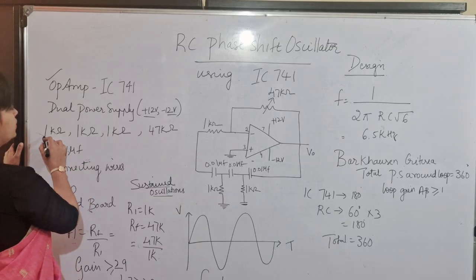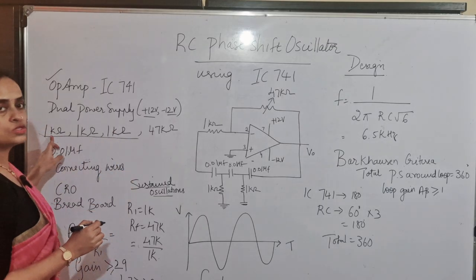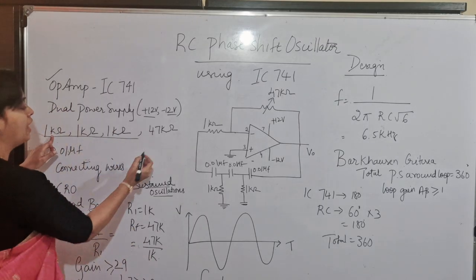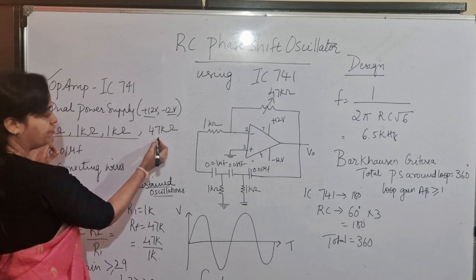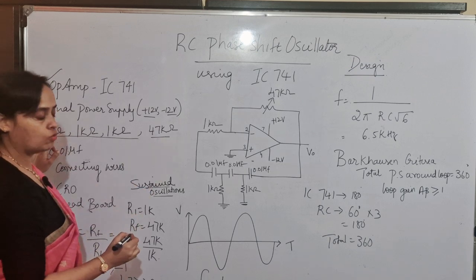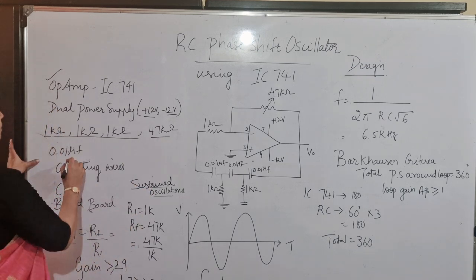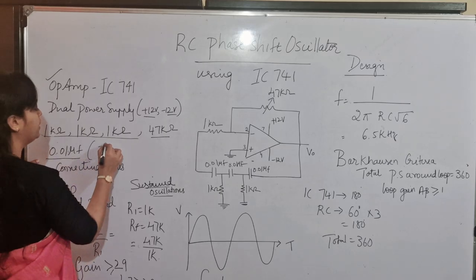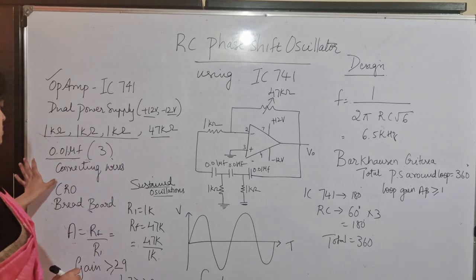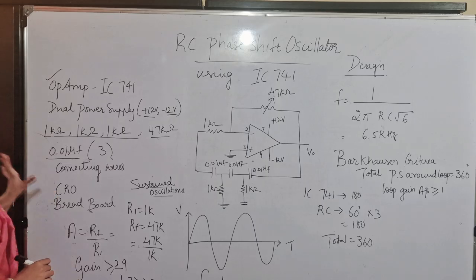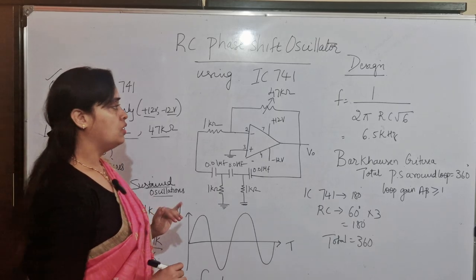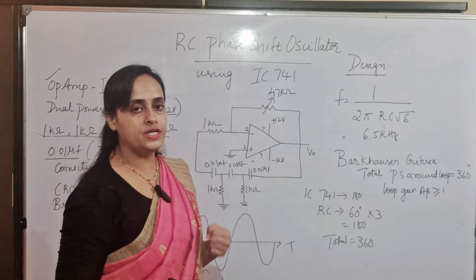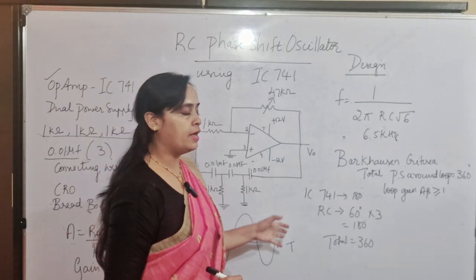Then we need a total of 3 resistors whose value is 1 kilo ohm, and 1 RF, that is the feedback resistor, 47 kilo ohm. Then we need capacitors of 0.01 microfarad, 3 in number. Connecting wires, CRO, breadboard. Now let's understand some logic of how to design it, which will again help to answer viva questions.